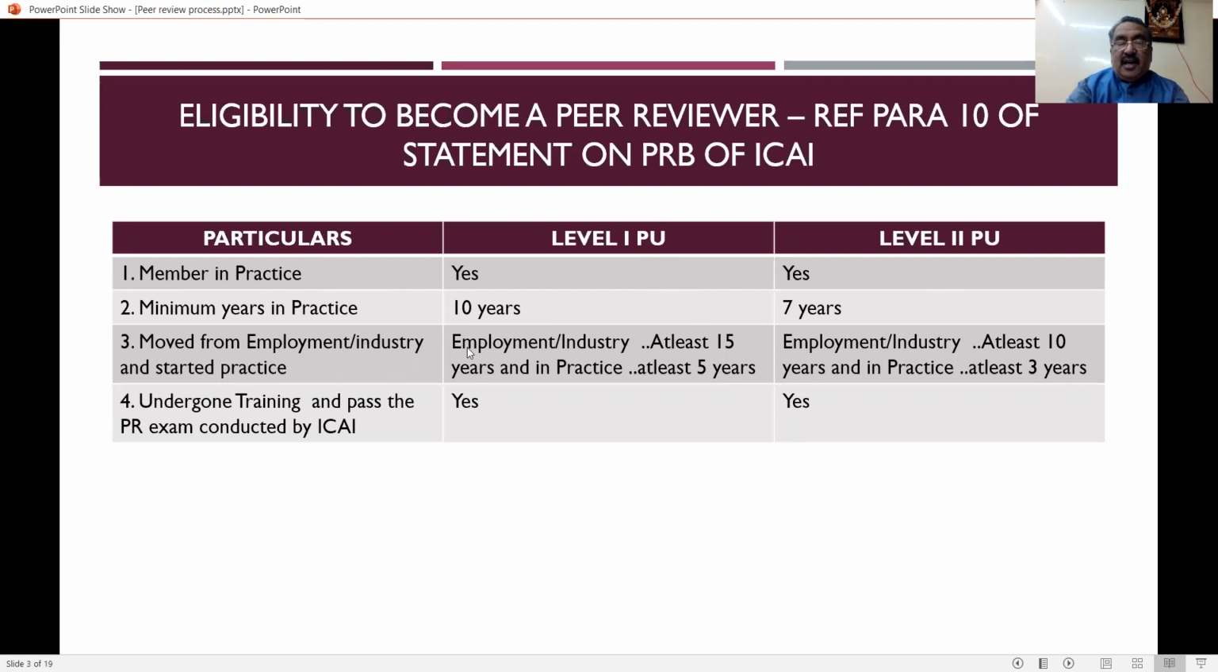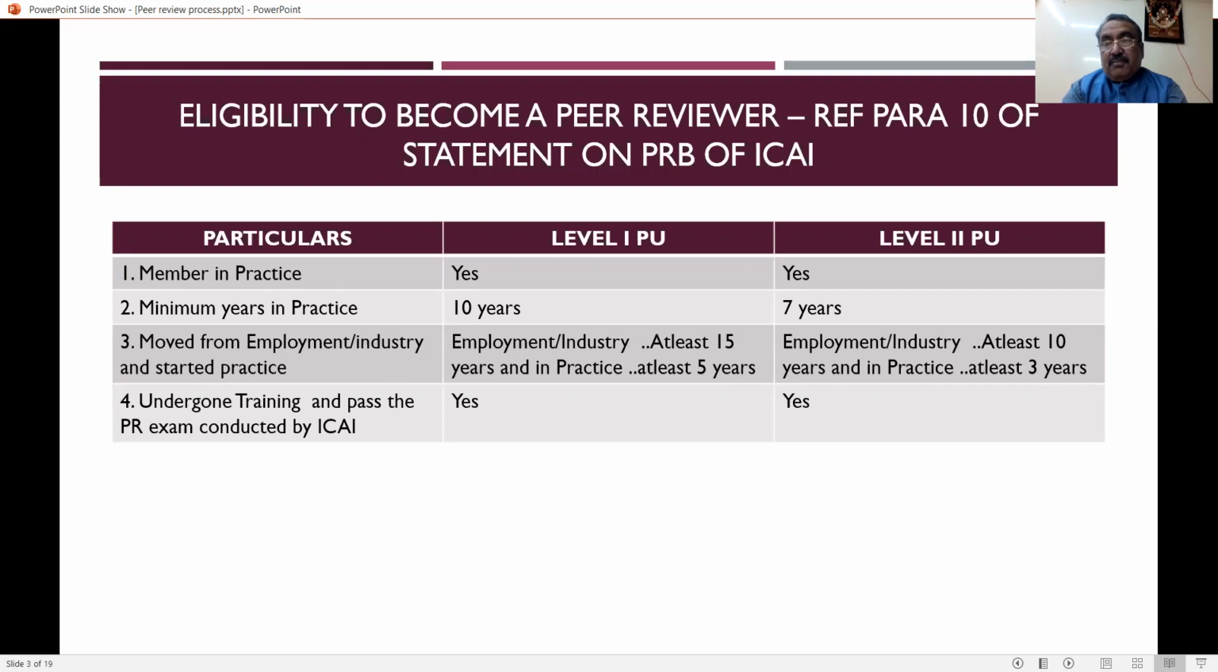And if he moves from employment, he should be in employment for 15 years, and he should be in practice for 5 years to do the peer review of level 1. And for a peer review of level 2, you should be in employment or industry for at least 10 years, and you should be in practice for 3 years.